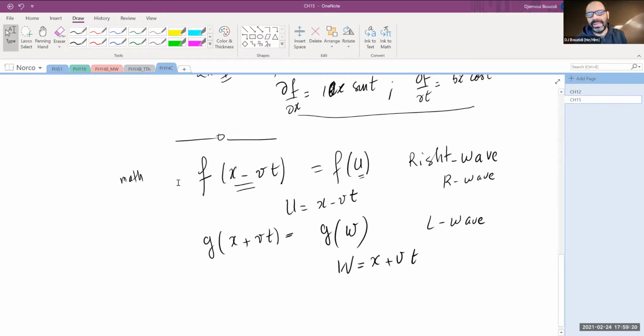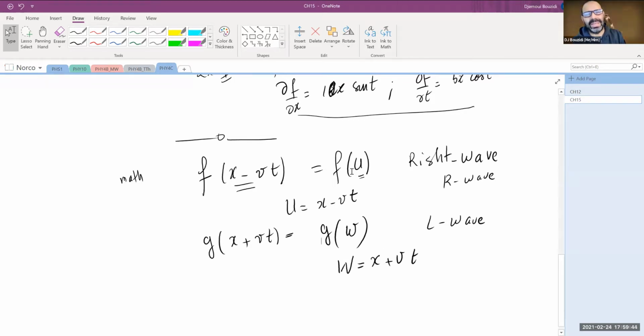Do you guys understand? Because all of the examples that you saw earlier have either an x minus vt in it or an x plus vt in it, or both. I mean, it has two independent functions, one of them clearly x minus vt and the other one x plus vt, and they were moving one way or the other, okay? So one of them is going to the right and the other one going to the left.